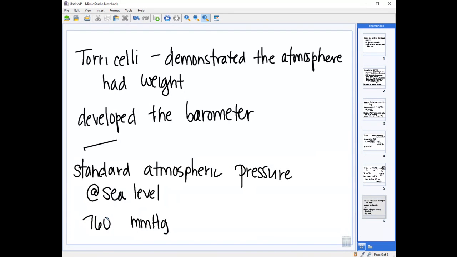So when you've heard the weatherman talk about pressure and he's used these units of millimeters of mercury, that's where it comes from. It comes from this column of mercury that at standard atmospheric pressure, that column of mercury is 760 millimeters high. Therefore, 760 millimeters of mercury. Okay. So that is our standard atmospheric pressure at sea level.